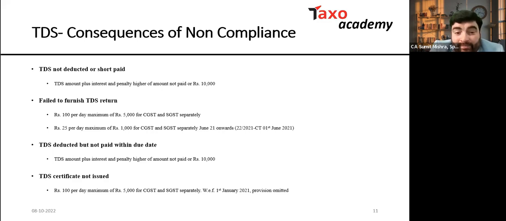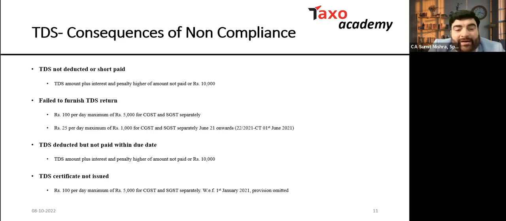TDS deducted but not paid is a serious violation. TDS is deducted, kept in your pocket, but not paid to the government. So again, it's a serious violation. Again, the same kind of penalty is there.